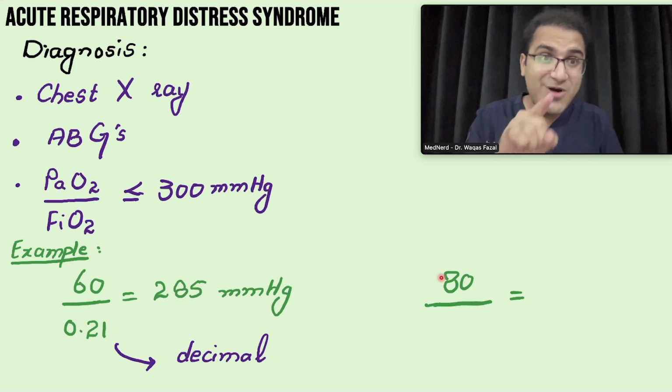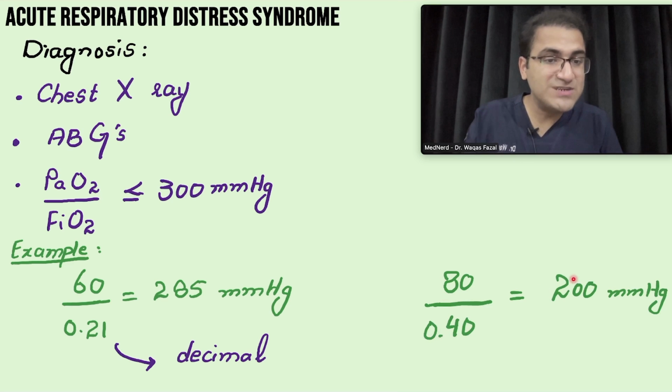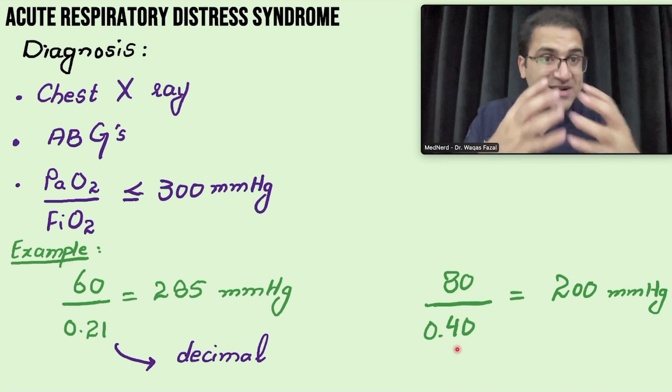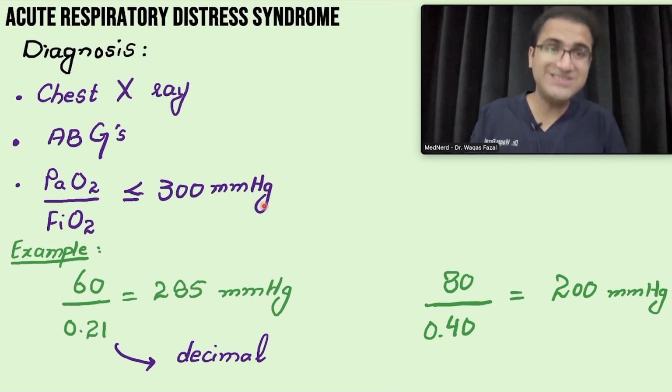Now you have to note it down in decimals in the denominator. You write it as 0.40. And when you divide this, you get a result of 200 mm of Hg. It means that the patient is maintaining this saturation on supplemental oxygen. And this ratio is less than 300, so this patient is in acute respiratory distress syndrome.